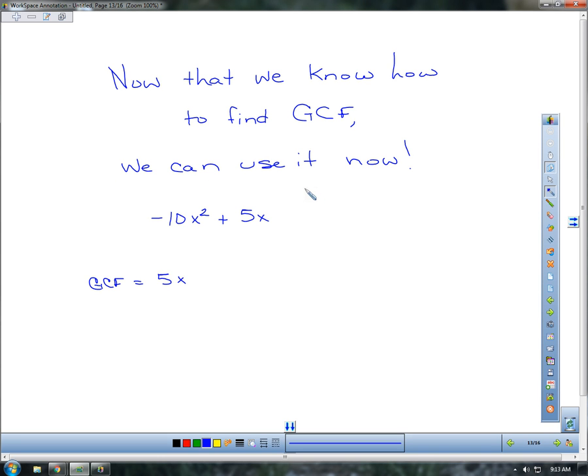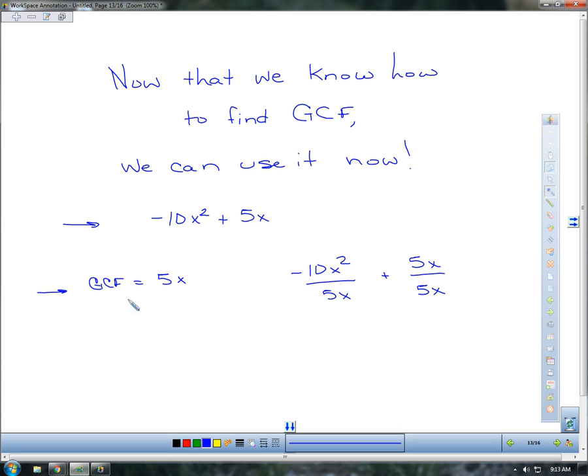So now that we know how to find the GCF, which is what we did in class today, we can now use it. So here's my original equation, and I've told you that we have the greatest common factor of 5x. So what we want to do now, in order to be able to use the fact that we know how to find the GCF, is we need to divide this by our GCF. So what this will turn into is negative 10x squared divided by 5x plus 5x divided by 5x.